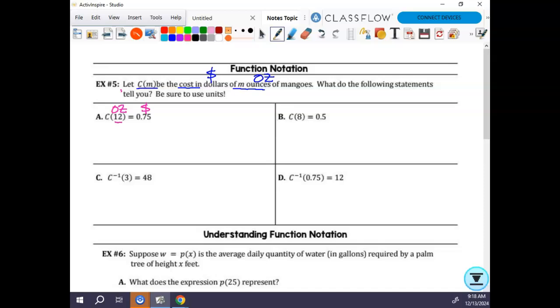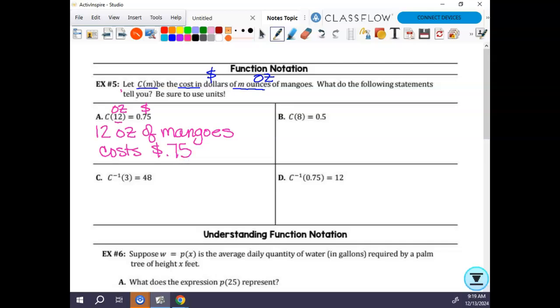So what this tells me is that 12 ounces of mangoes, I think when mango is plural, it has an E on it. Does anybody know? I'm not an English teacher, and I don't. Okay, I think that's right. If it's not, whatever. 12 ounces of mangoes costs 75 cents.